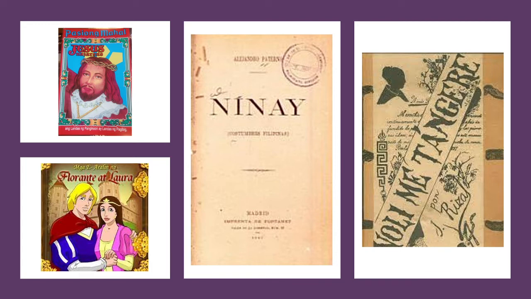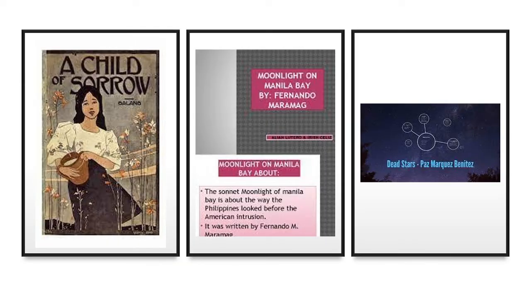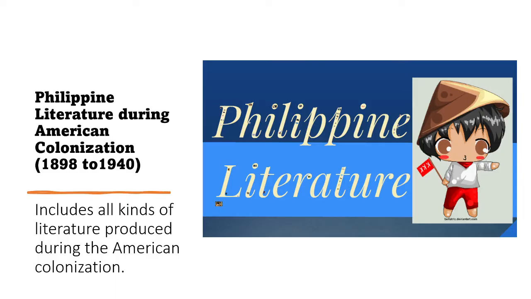Next in the period of Philippine literature, in this slide, you can see the examples of the works during this period. You can see the Pasyong Mahal, Florante at Laura, Ninay, and Noli Me Tangere. So this is the Philippine literature during Spanish colonization. This includes all kinds of literature produced during the Spanish colonization. Next stage is the work of art during the next period. Example, A Child of Sorrow, Moonlight on Manila Bay by Fernando Maramag, Dead Stars by Paz Marquez Benitez. So these are the Philippine literature during the American colonization.